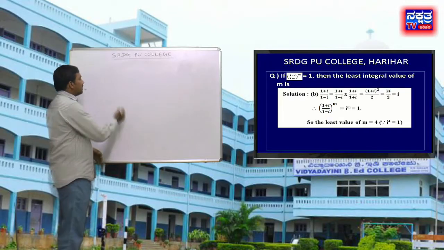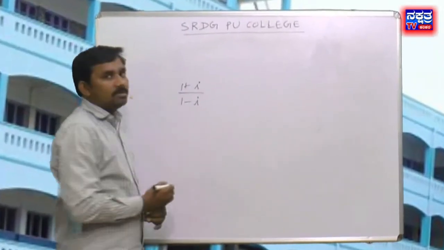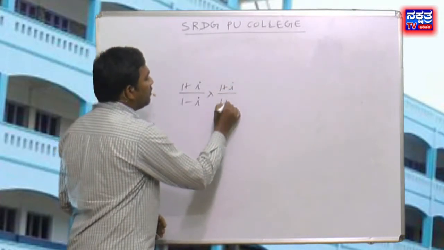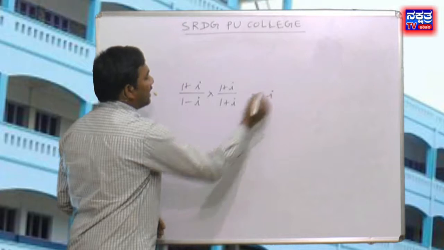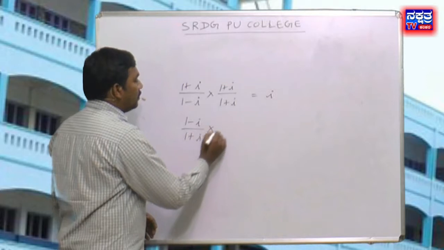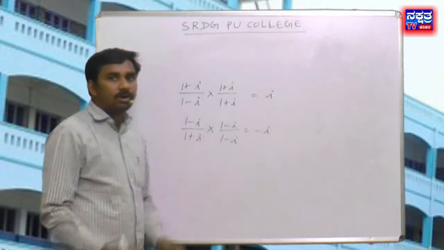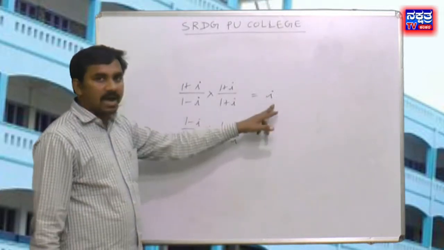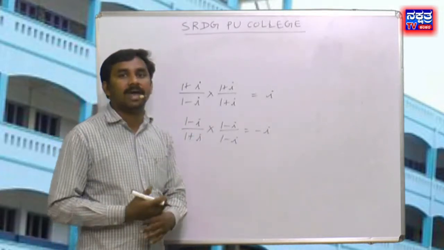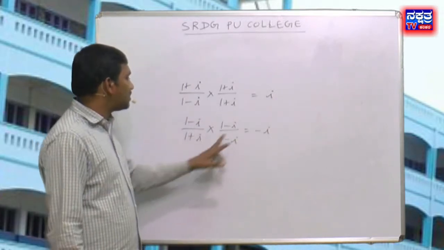See guys, here 1 plus i by 1 minus i. If you multiply with its conjugate, 1 plus i by 1 plus i, then you will get i. And you take the reciprocal, 1 minus i by 1 plus i, into 1 minus i by 1 minus i, then you will get minus i. So you have to remember here 1 plus i by 1 minus i is i directly, and 1 minus i by 1 plus i is minus i. It will help when we are doing exams with very little time. So 1 plus i by 1 minus i is i, 1 minus i by 1 plus i is minus i.